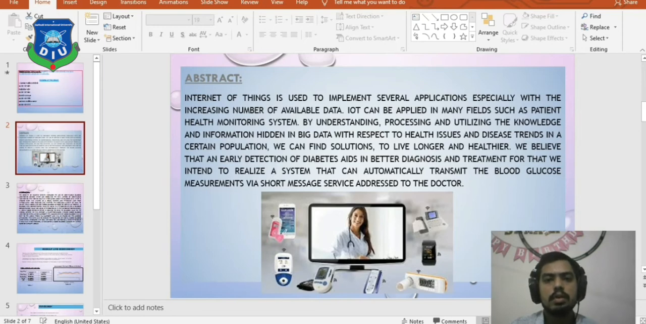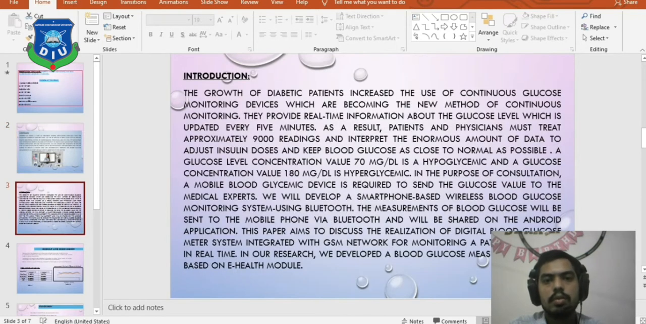We believe that early detection of diabetes is important for our body, so we developed a system that can measure our blood sugar and also send a short message service to the doctor. The number of diabetic patients is increasing day by day. In our system, we provide real-time information which is updated every 5 minutes.